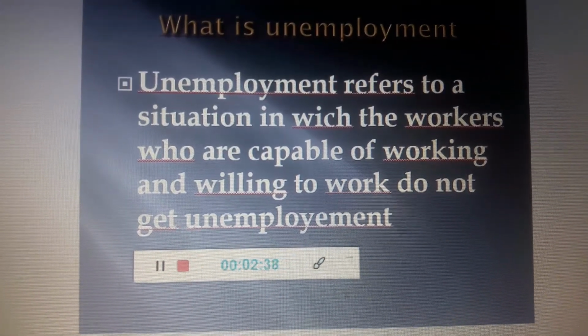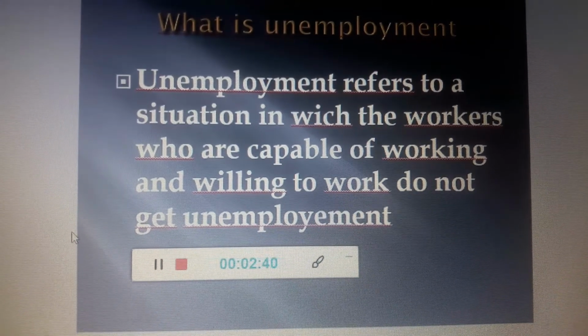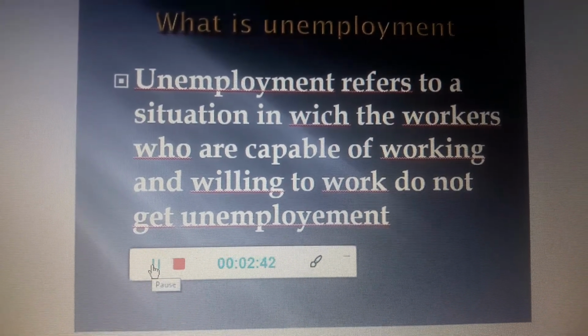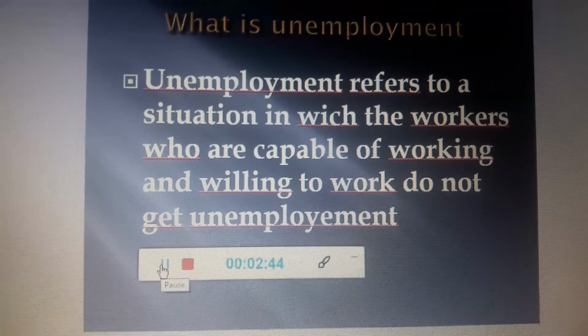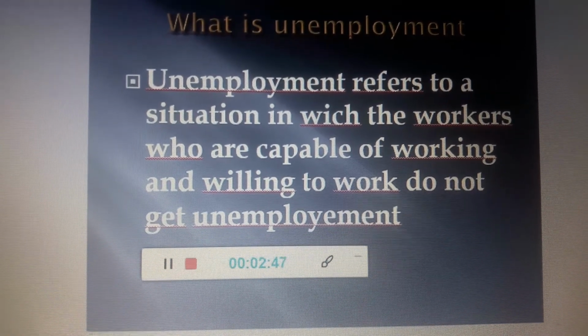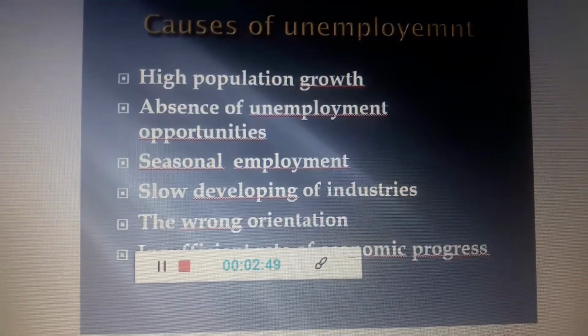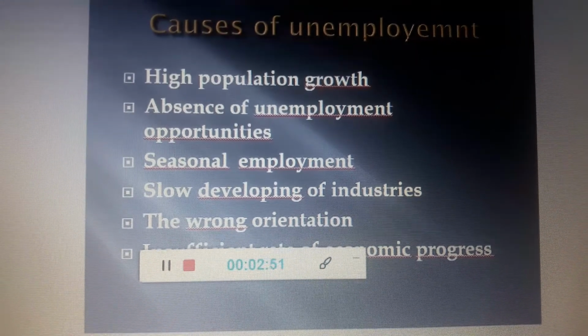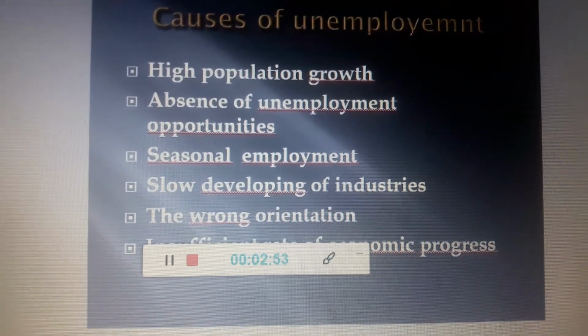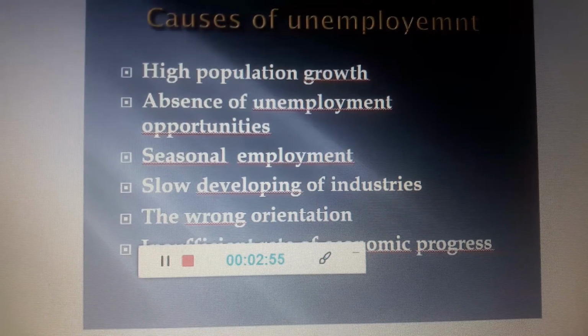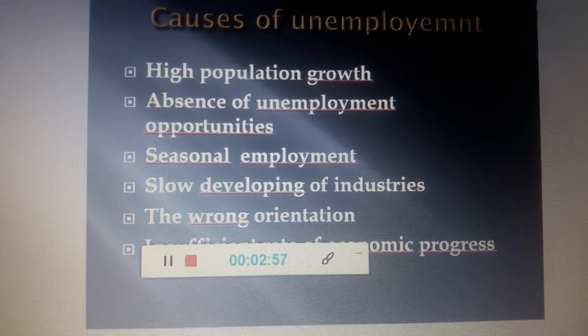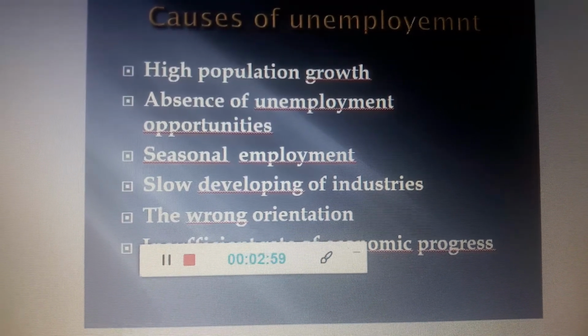It's someone who has a diploma or is capable of working, but they don't find a job. So, what are the causes of unemployment? First, the high population growth; second, the absence of employment opportunities; and third, seasonal employment.